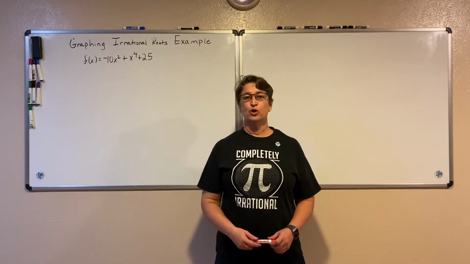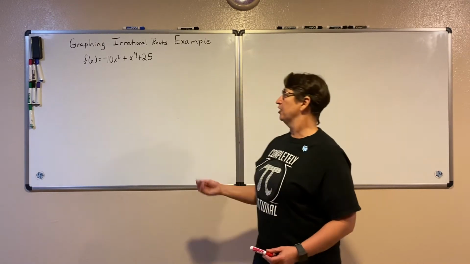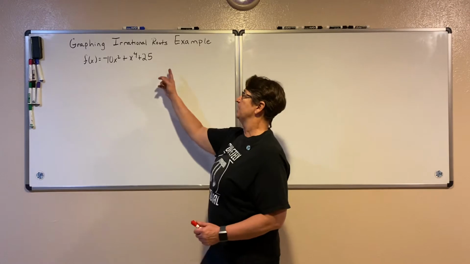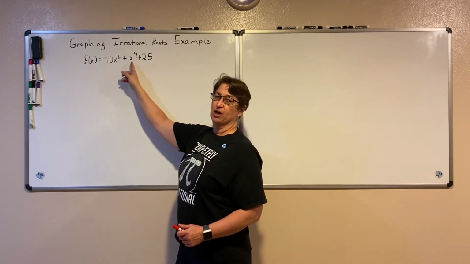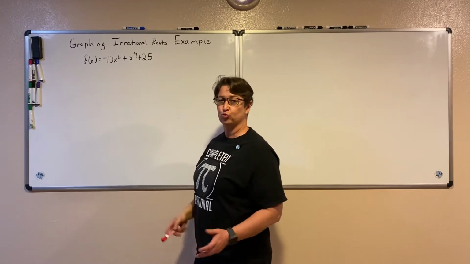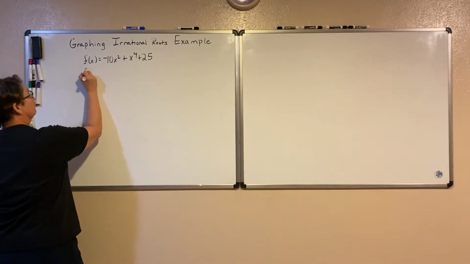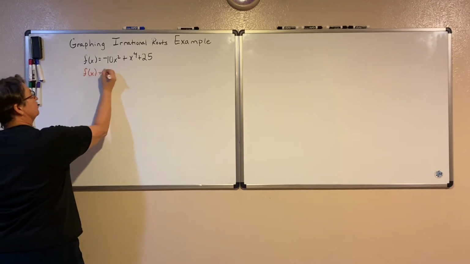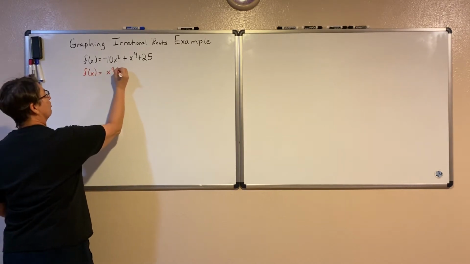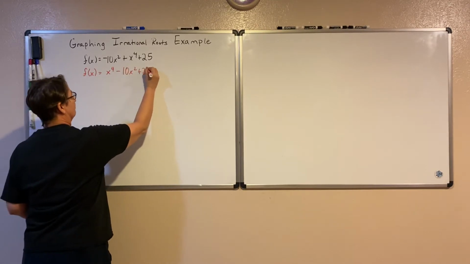In this video, we're going to graph a polynomial with irrational roots. Here we have a polynomial. It is a fourth degree polynomial. Notice that it's not in descending order, so let's rewrite it first to begin with in descending order. So I have f of x equals x to the fourth minus 10x squared plus 25.